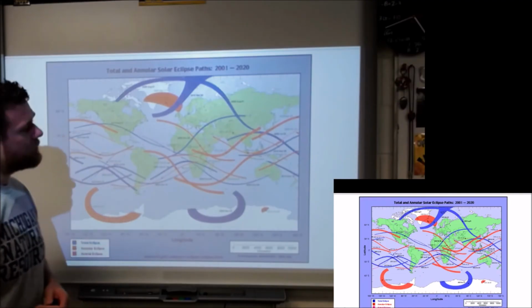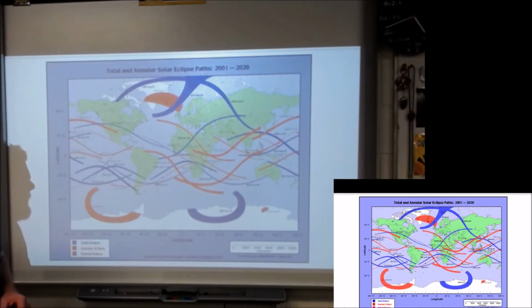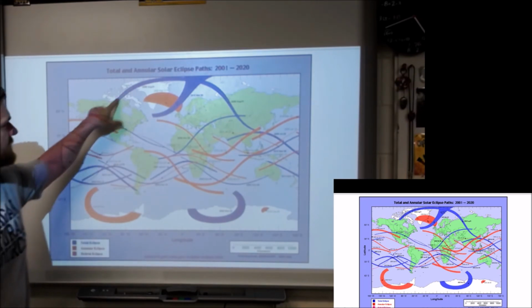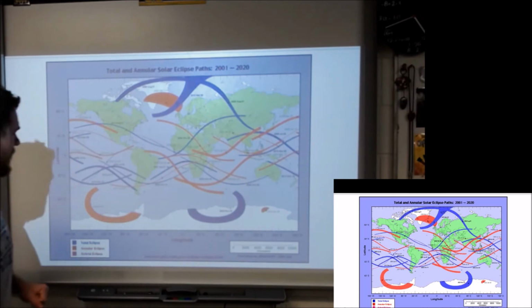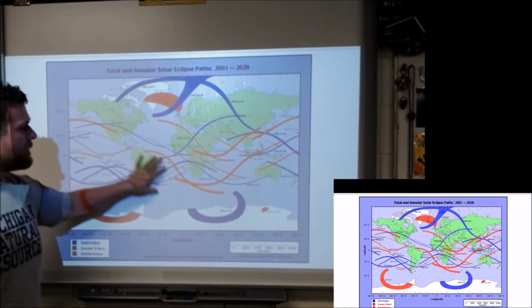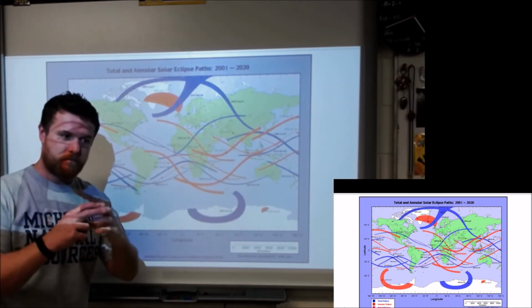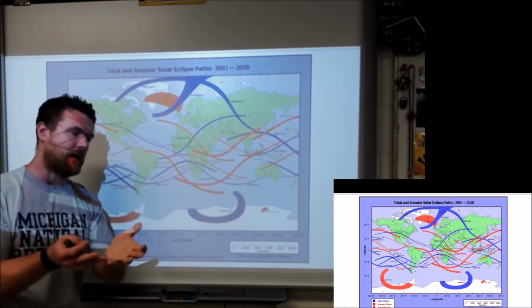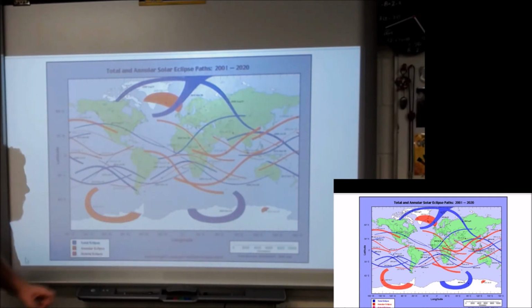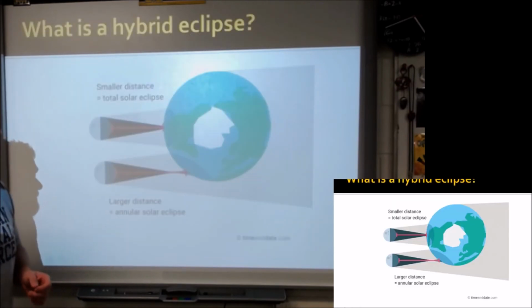These are all of the solar eclipses that happen in the last 20 years. You'll see that there's not a whole lot of them. You have total eclipses in blue. You have annular eclipses. Those are the ones where the sun can still be seen around the outside. And then you have what are known as hybrid eclipses. The heck is a hybrid eclipse?